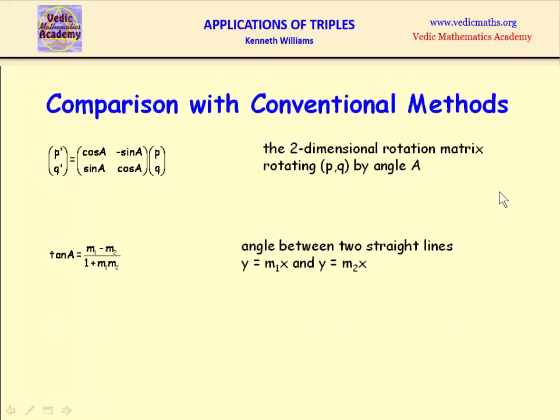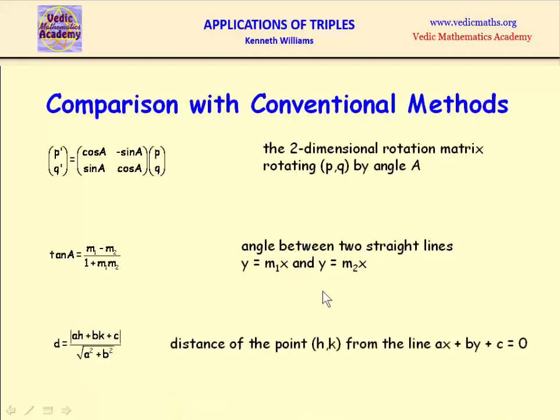This is the formula for finding the angle between two lines. If the lines are y equals m1x and y equals m2x, where m1 and m2 are the gradients, this is the formula. So you have to take those values of m1 and m2, work all this out, dividing by 1 plus m1 m2, and then find the inverse tangent of that to get the answer. Calculator is absolutely essential.